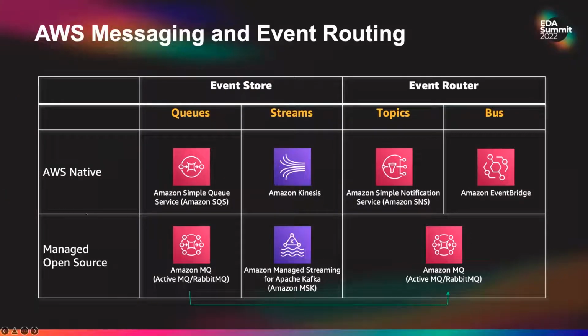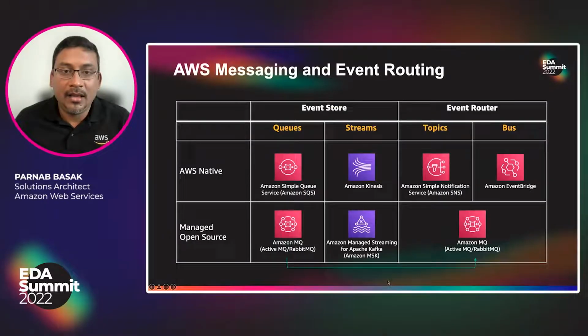Then there is a set of managed open source services. These are services that we host for you of the open source products without you having to take care of the underlying hardware's administration. In each of the categories, there are two further subcategories as well. One is called the event store, the other is the event router. So event store is where an application can persist an event and then can read from it later as an immutable source. Then there are event routers, which collect information or messages from one or more tracked applications and then filter and push them to appropriate consumers.